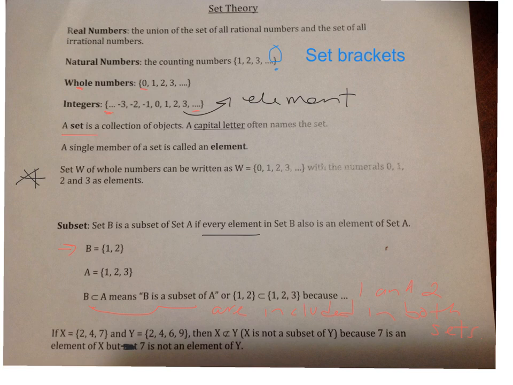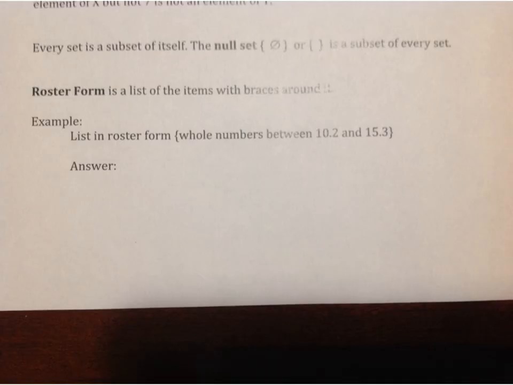If X contains the elements 2, 4, and 7, and Y contains the elements 2, 4, 6, and 9, then X is not a subset of Y. That symbol right there means not a subset of, because 7 is an element of X, but 7 is not an element of Y. This should fit on page 3. I just couldn't get it all in one photo.